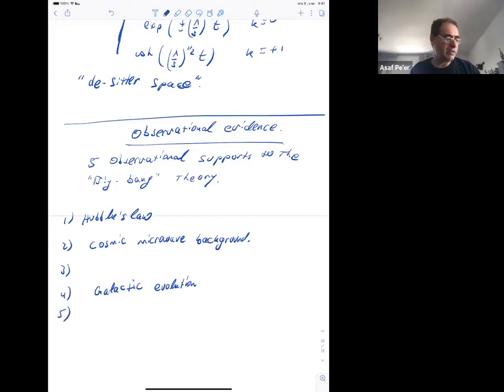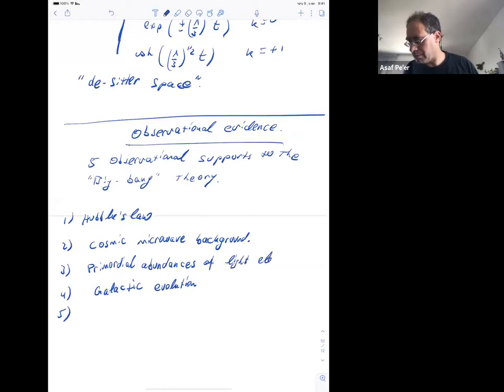Maybe I should say. One is called the primordial abundances of the light elements. This is something which you may not have asked yourself. We are made of atoms, right? All of us. Where did these atoms come from, by the way? We're made of carbon, we breathe oxygen, there is nitrogen in the atmosphere. Where is it all coming from?